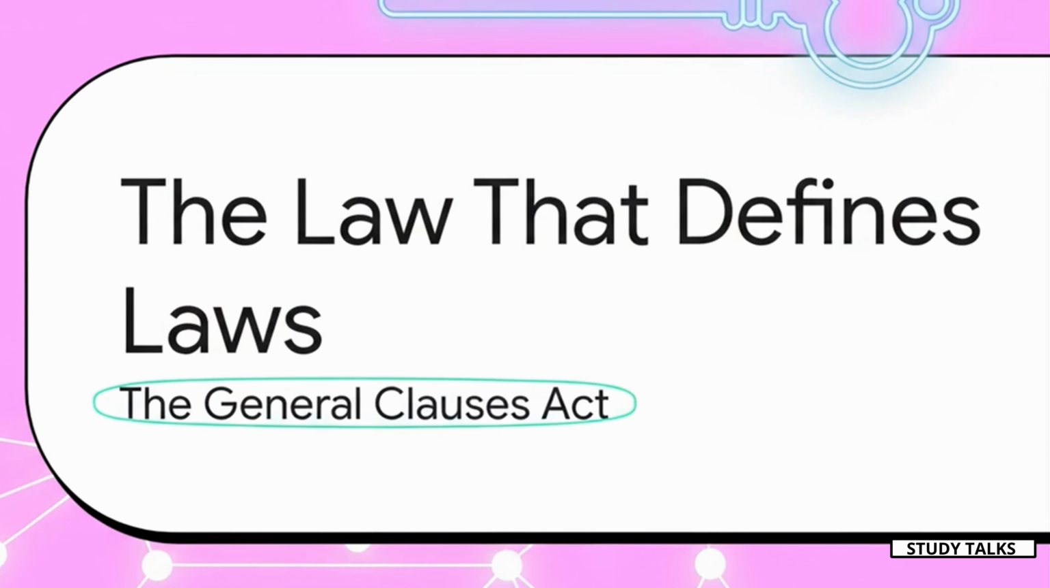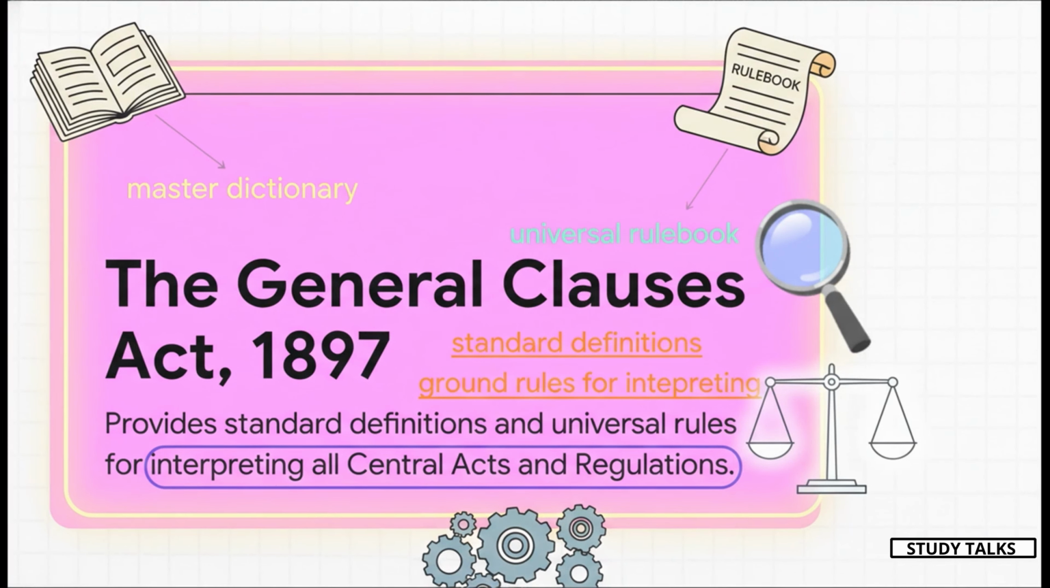And this is where we introduce our hero for the day, the General Clauses Act of 1897. Now, this isn't just another act to memorize. This is the law that actually helps us make sense of all the other laws. So, what is this thing really? Well, think of it like a master dictionary and a universal rule book for all of India's central laws. It gives us standard ready-made definitions for common terms, and it lays down the ground rules for how we're supposed to interpret every single central act and regulation. Its whole job is to make sure everything is consistent and clear across the entire legal system.